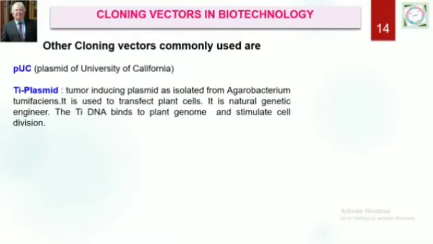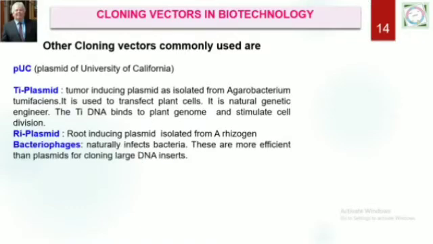pUC19 is another commonly used cloning vector. It was developed in the University of California, hence called pUC19. Ti plasmid, tumor-inducing plasmid, is isolated from a bacterium, Agrobacterium tumefaciens, which is used to transfect plant cells. And this is also called a natural genetic engineer. Why? Because it can push the Ti DNA into the plant genome and stimulate cell division, thereby causing a tumor. So there are ways whereby we have disarmed this pathogen and inserted a desirable sequence so it can be delivered naturally to the plant.